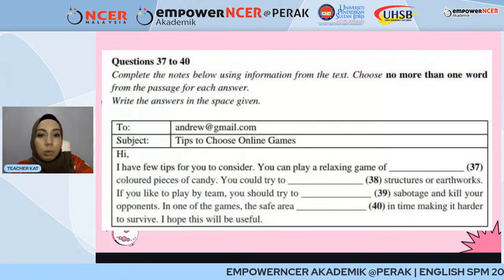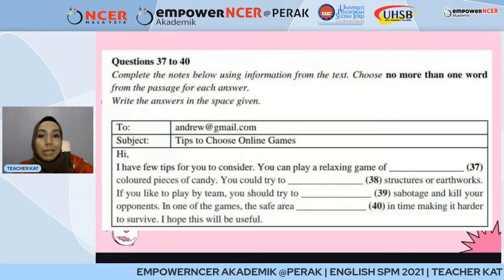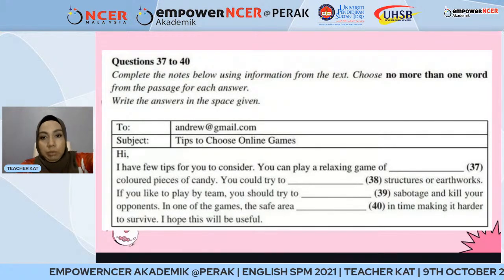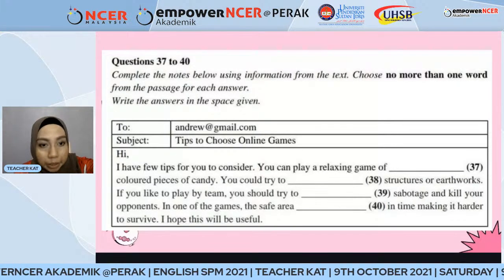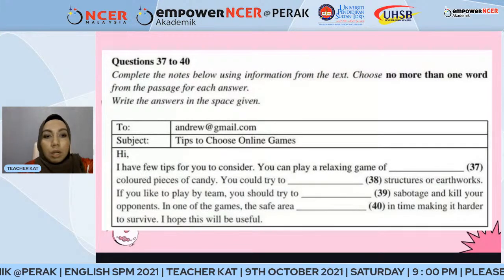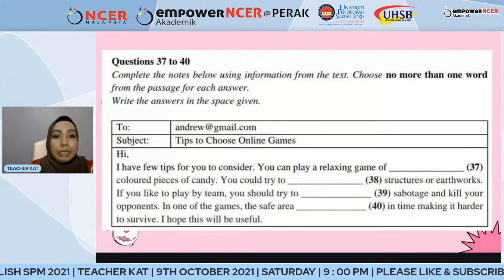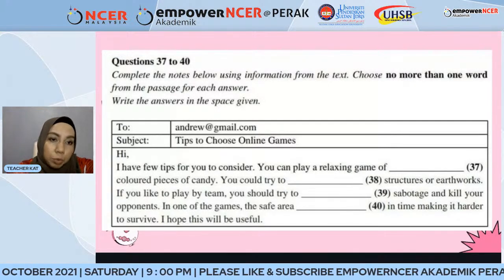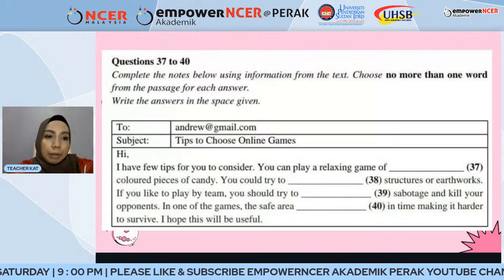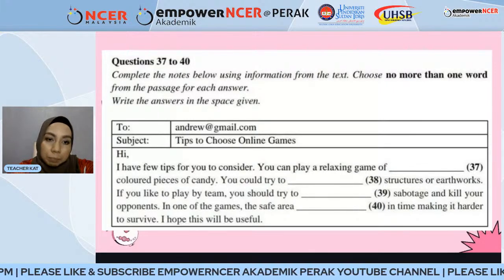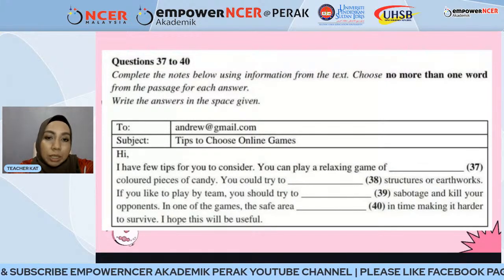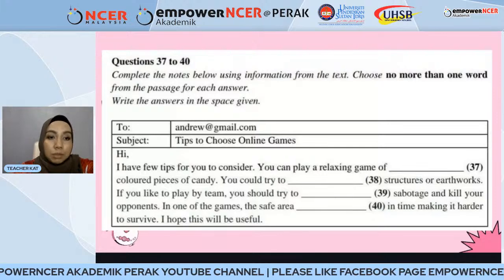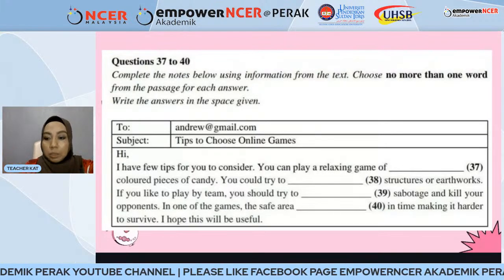So you see there are 4 blanks here. You need to collect information from the text given before. So 37, 38, 39, and 40, you have to look for the answer in the text. Okay, let's read it together. Subject, tips to choose online games. Hi, I have a few tips for you to consider. You can play a relaxing game of blank colored pieces of candy.